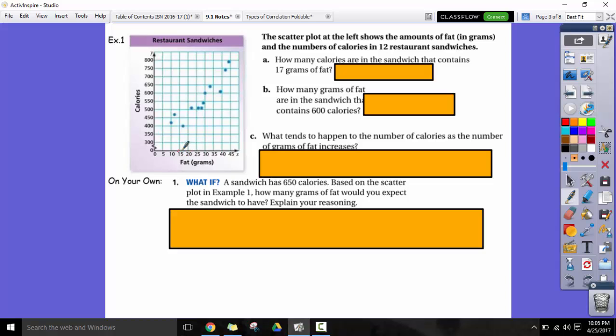So 17 is in between 15 and 20. So if I go up, I can see that the only sandwich that it could be is this one here, and that is about 400 calories. If I just follow over to calories. So 400 calories. B, how many grams of fat are in the sandwich that contains 600 calories? So if I go to calories, 600, looks like there's a point right there, and that is 30 grams of fat.